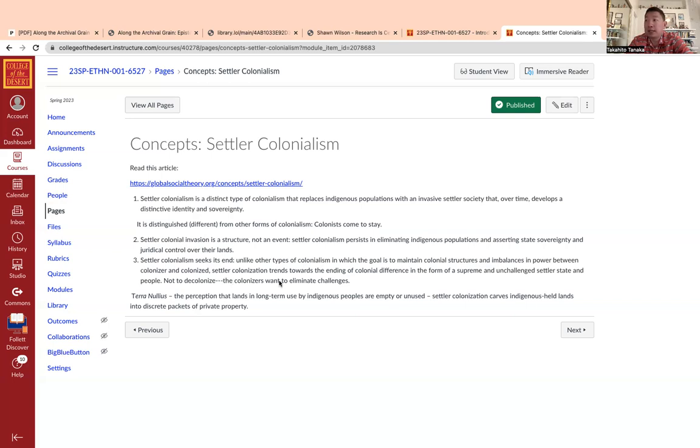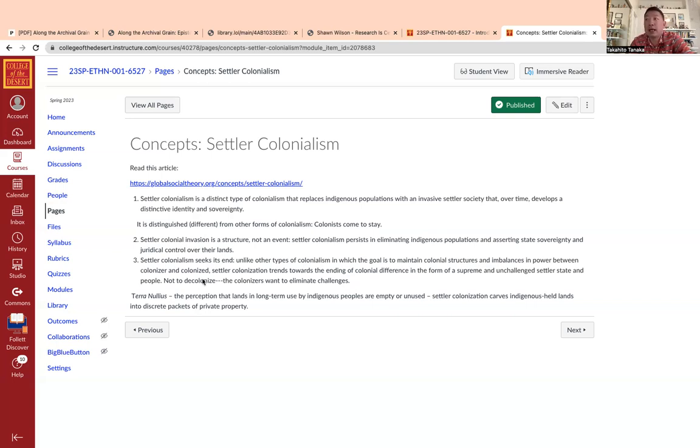The colonization trends towards the end of colonial difference in the form of a supreme and unchallenged settler state and people. So there's a settler state, where the colonizers divorce themselves from their European counterparts and remove themselves from that rule to create their own settler state, which is what we still have here in the United States, divorcing themselves from the British in particular, when we look at American independence.